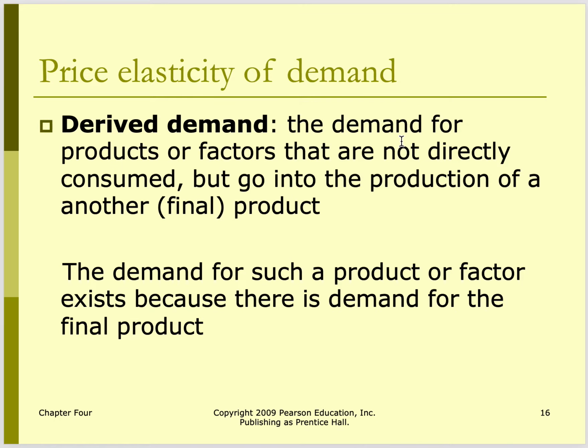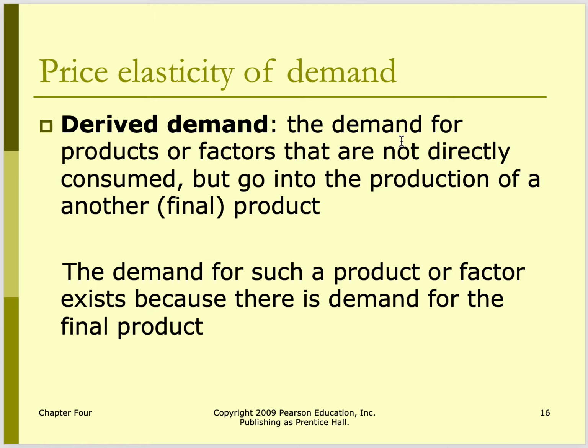Okay. So derived demand. The demand for products or factors that are not directly consumed but go into production of another final product. So this is like the bill of material. The demand for such a product or factor exists because there's a demand for the final product. Tires, for example, are driven by the demand for cars to a large extent. Of course, there's replacement tires.